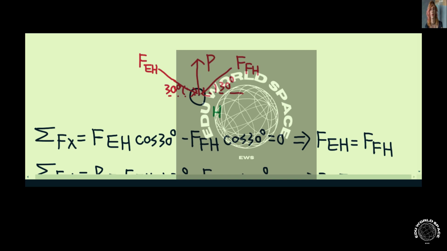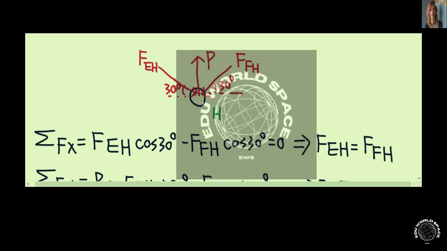Okay, so this is the force diagram for the joint H. So we know the system is in equilibrium, therefore the net force along the x and y directions is equal to 0. So we have FEH cosine 30 degrees minus FFH cosine 30 degrees is equal to 0 along the x direction. So this will give us FEH is equal to FFH.